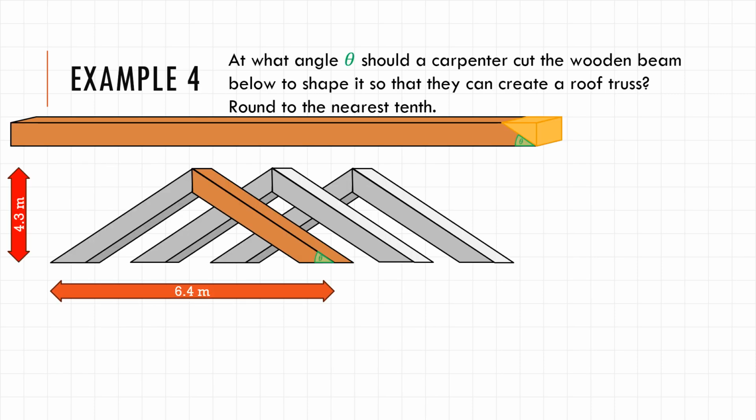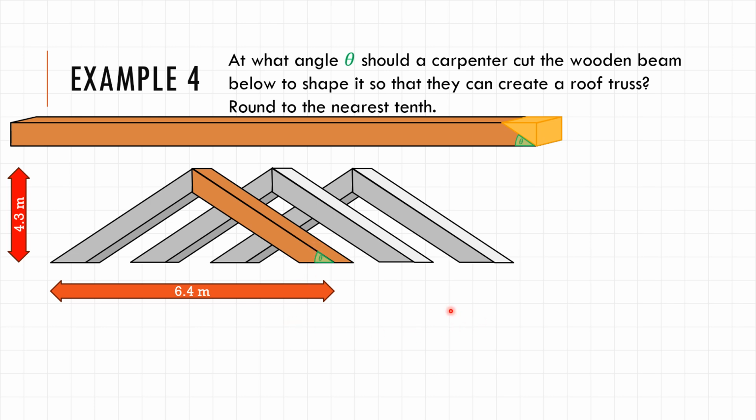At what angle, theta, should a carpenter cut the wooden beam below, this one right here, to shape it so that they can create a roof truss? And let's round that to the nearest tenth. So we're trying to find out what is this angle over here, because it's the same one over here, and the carpenter needs to cut it to be able to have this wood beam support the roof properly.